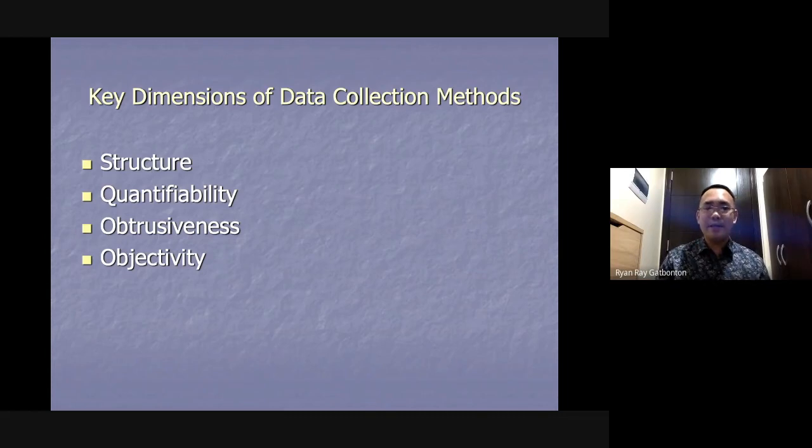Obtrusiveness means how obvious the data collection is. Or it can be characterized by objectivity, or how realistic your measurements would be.